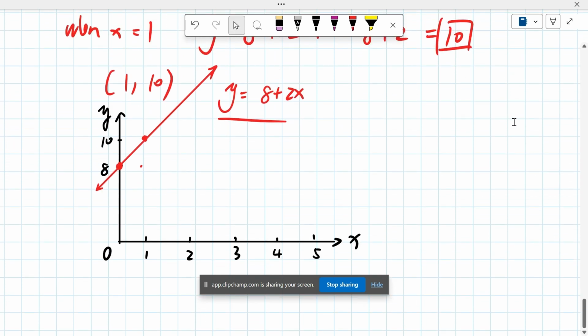In the next video, I'm going to show you how to find the equation from a straight line graph, and we're also going to name all the x and y intercepts. Hopefully that all makes sense today, and hopefully you enjoyed this video. See you next time.